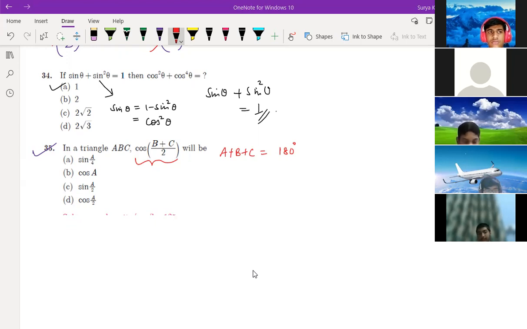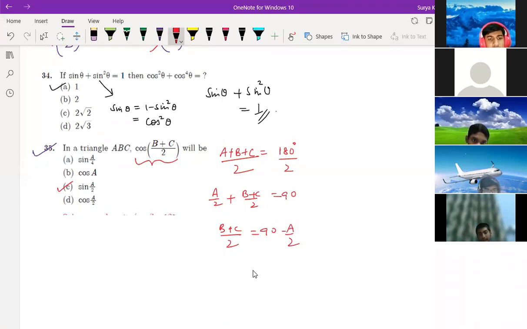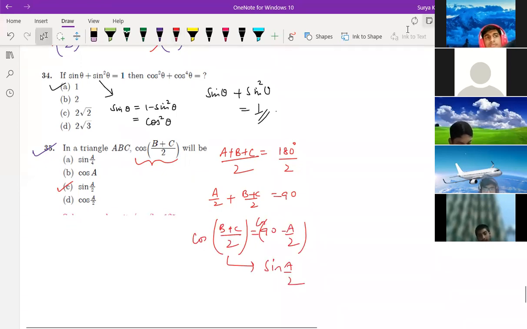So B plus C by 2... Okay, you are dividing by 2 on both sides. So what do we get? A by 2 plus B plus C by 2 is equal to 90. So B plus C by 2 is equal to 90 minus A by 2, right? So cos of B plus C by 2 is equal to cos of 90 minus A by 2, which is sin A by 2. It's correct. Here also we put cos. So cos of 90 minus theta is what? Sin theta. So sin A by 2. This is a question from the textbook only.